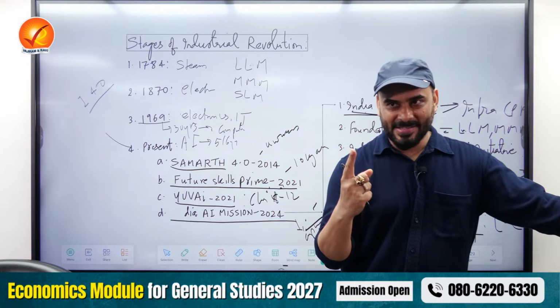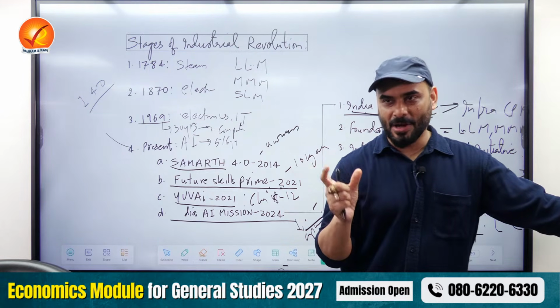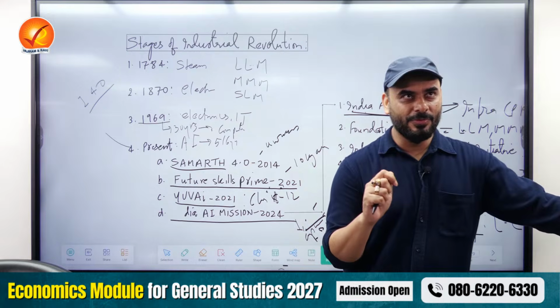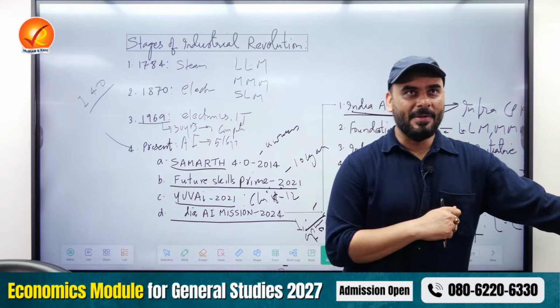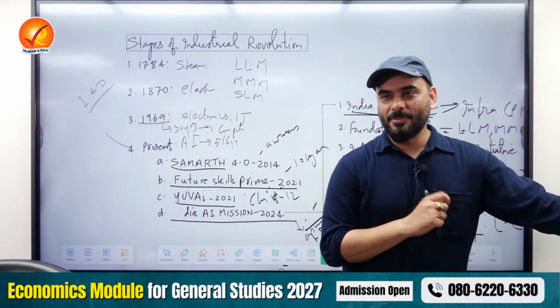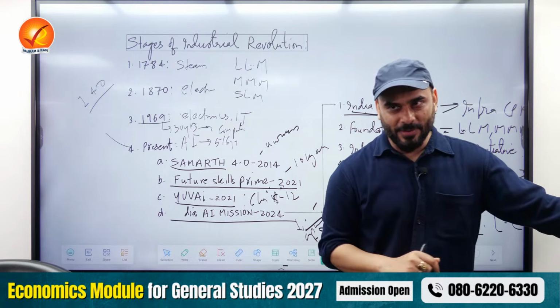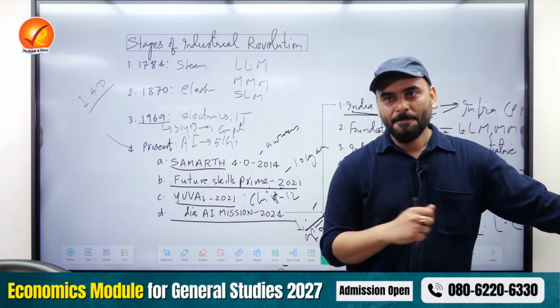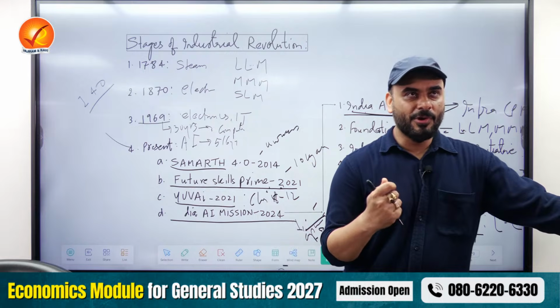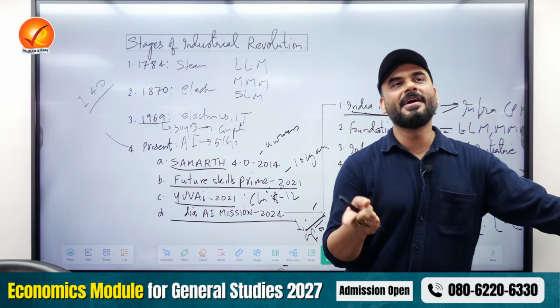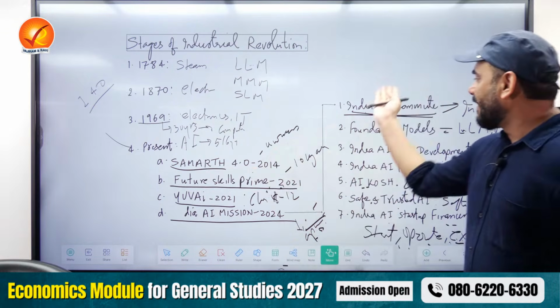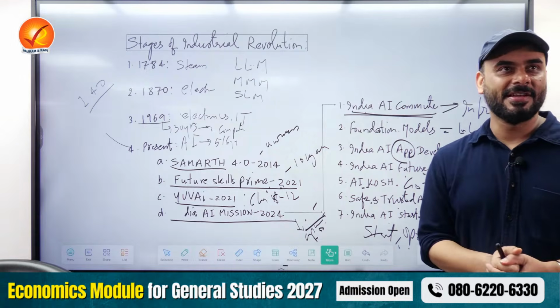One is awareness, which is called Samarth. The second is priority areas, training of youth, which is called Future Skill Prime. And then the government of India is promoting AI-related skill development in school, standard 8th onwards, called UAI. And then the government is also promoting capacity building, called the IndiaAI Mission. And then we have the IndiaAI Mission elements. These are the things that we are doing.